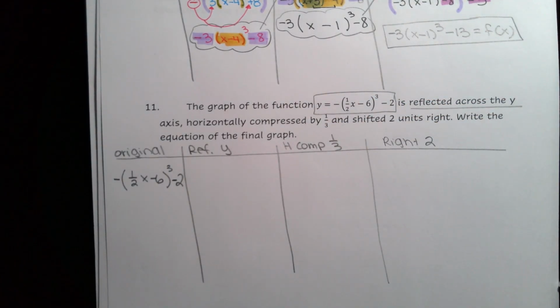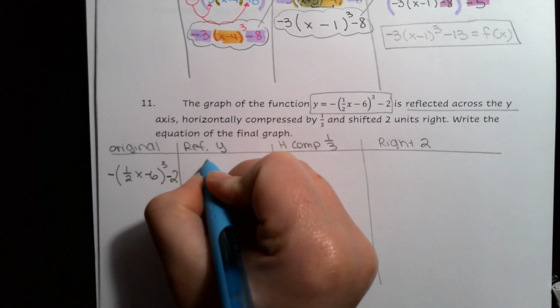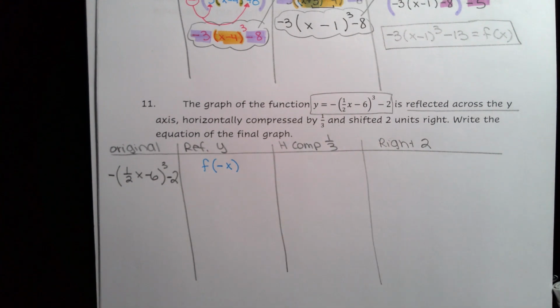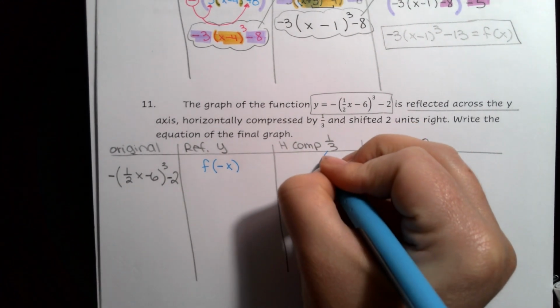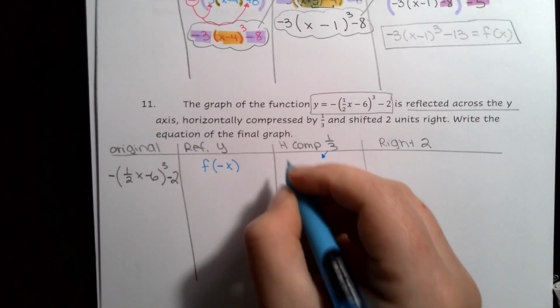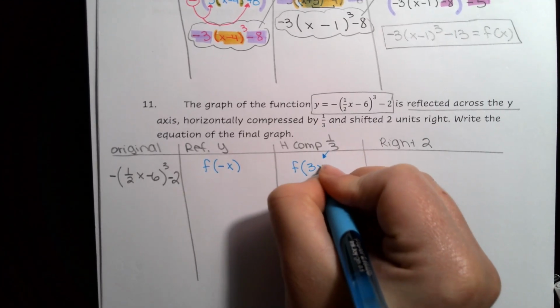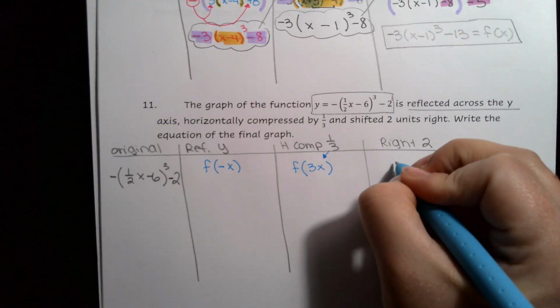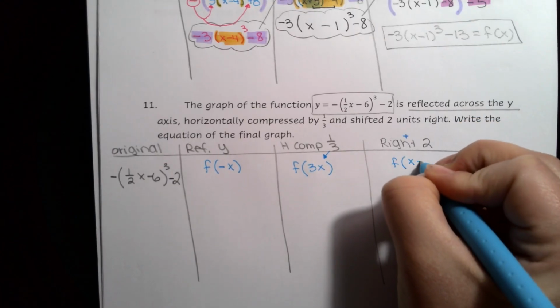All right, let's go ahead and write out our function notations before we begin. The reflection across the y is an inside change. Horizontal compression is an inside change. Be careful here because it is a reciprocal, not a reflection. So inside, we're going to be writing 3x. And then right 2 still is inside. Again, right means positive, so opposite of what you see, -2.